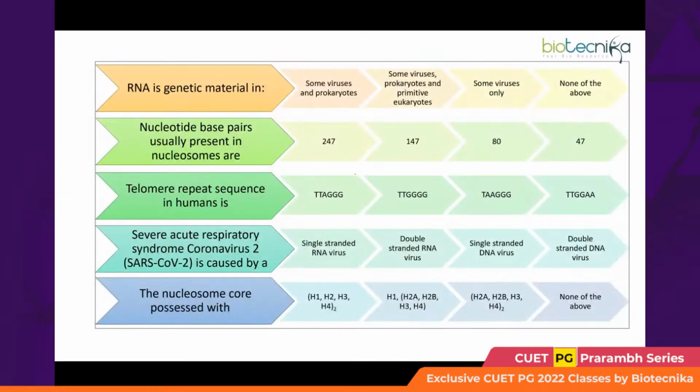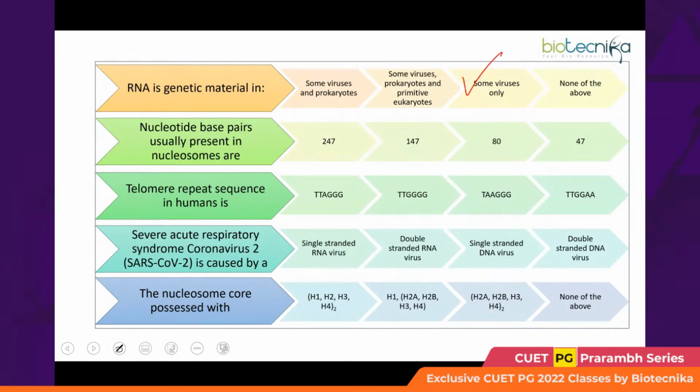All right, so I have taken some of the previous year questions. RNA is genetic material in some viruses and prokaryotes, virus, prokaryote, primitive eukaryotes, some viruses only, none of the above. So as you have seen in the session, it is only some viruses.